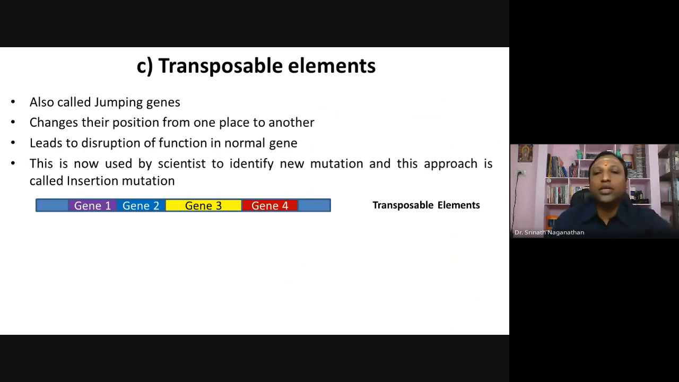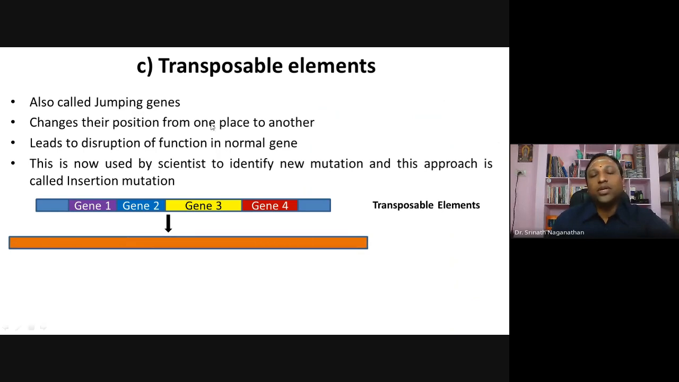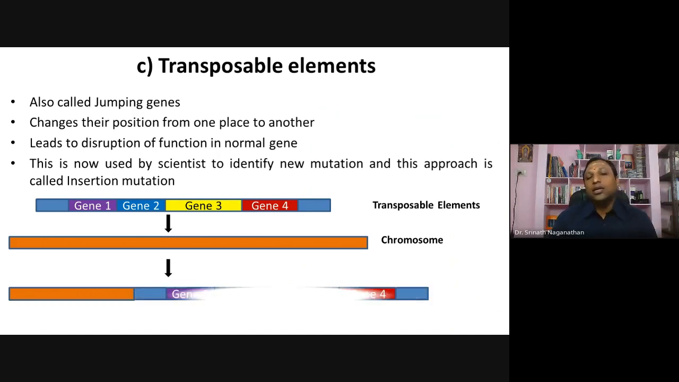If the transposable elements containing genes 1, 2, 3, 4 get inserted in the normal DNA strand or chromosome, then the size of the chromosome increases. When the size of the chromosome increases, the factors can also change. That is, the replication and every process can change and can give a new feature during the process.